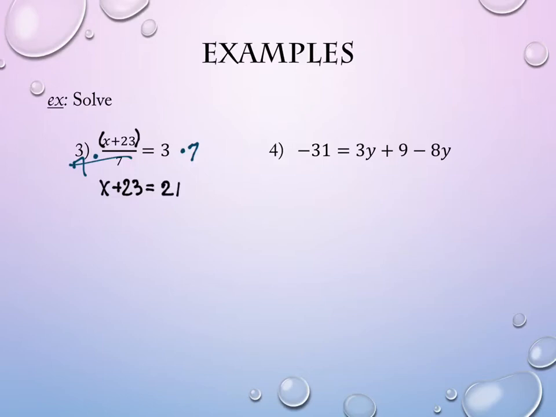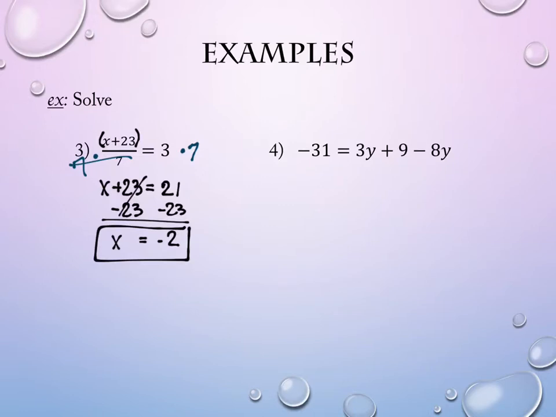And then what's my next step? Yeah, I'm going to subtract the 23. And if I do that, what is 21 minus 23? Negative 2. And this would be my solution. How could I make sure I'm right? Plug it into the x.